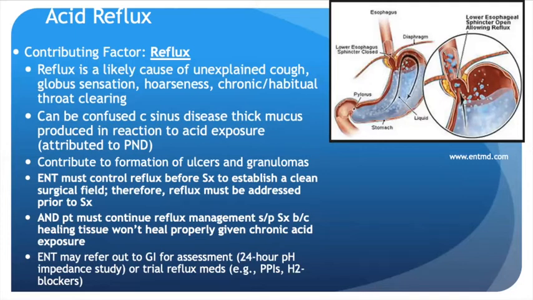The ENT might refer out to a gastroenterologist for assessment. So for example, something like a 24-hour pH impedance study. That is kind of the gold standard to assess laryngopharyngeal reflux. However, it is relatively expensive, time-consuming, and cumbersome for the patient to have this probe down their nose for 24 hours. It's kind of uncomfortable. So the ENT might decide to trial reflux meds instead. So like proton pump inhibitors or H2 blockers might be trialed instead of the formal 24-hour pH impedance test.